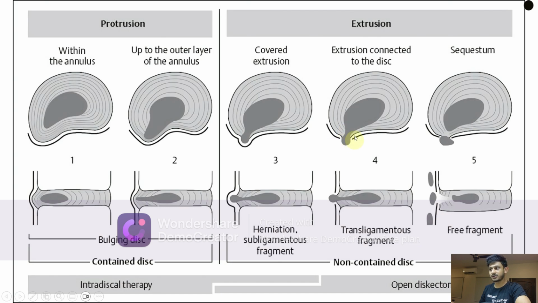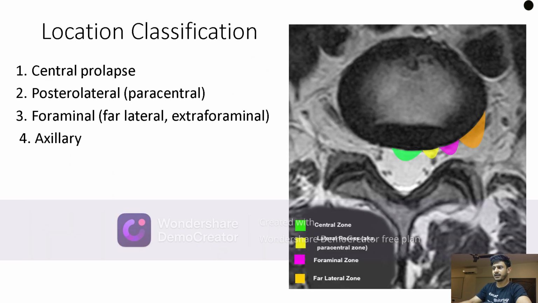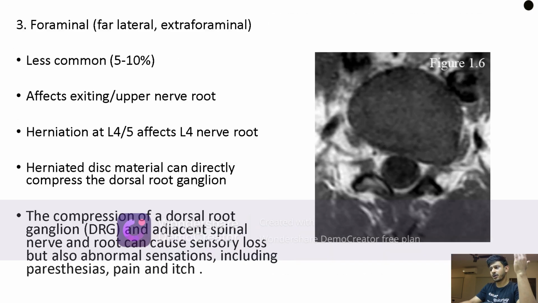And finally, the sequestrum occurs when there's a loss of continuity between the disc space material and the material which is herniated out. So you can see there's a loss of continuity, whereas in an extrusion the material is still continuous with the area where it's herniating from. Sequestration is when it herniates through the annulus and is no longer continuous with the disc space. And what happens is, in a case of a sequestrum, this material can herniate either caudally or cranially.